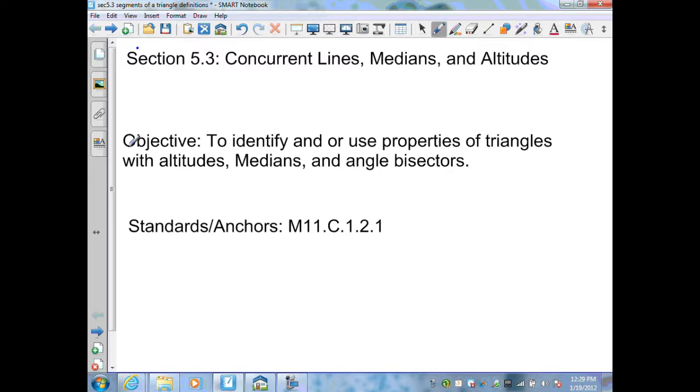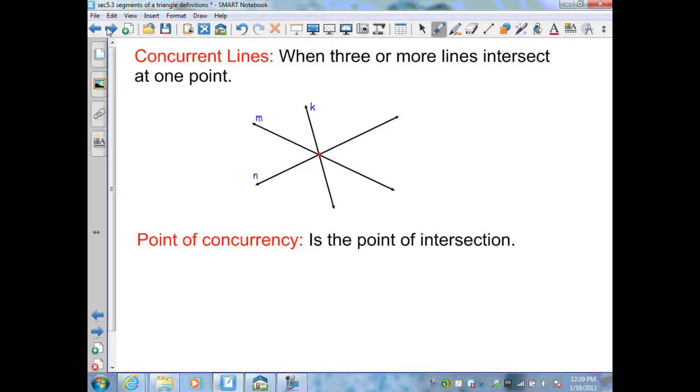Section 5.3, to identify and use properties of triangles. First, concurrent lines. Concurrent lines is when I have three or more lines that intersect at one point. In the diagram, I have line K, line M, and line N. These three lines intersect at this common point. That common point is called the point of concurrency. In other words, it is the point of intersection of these three lines.